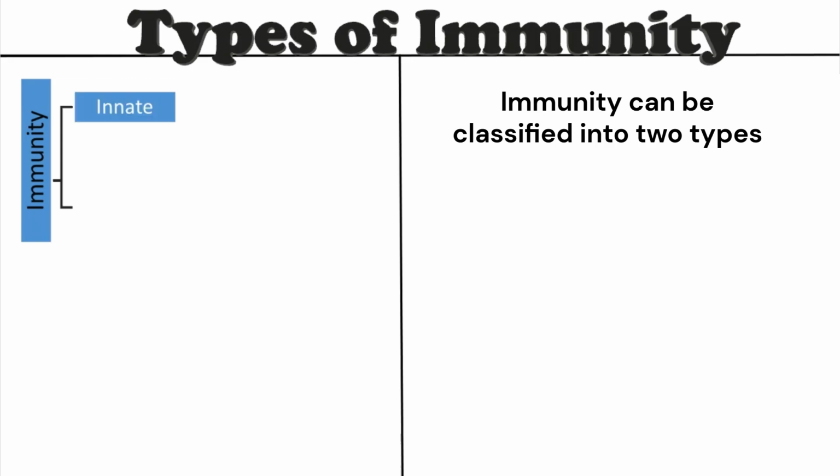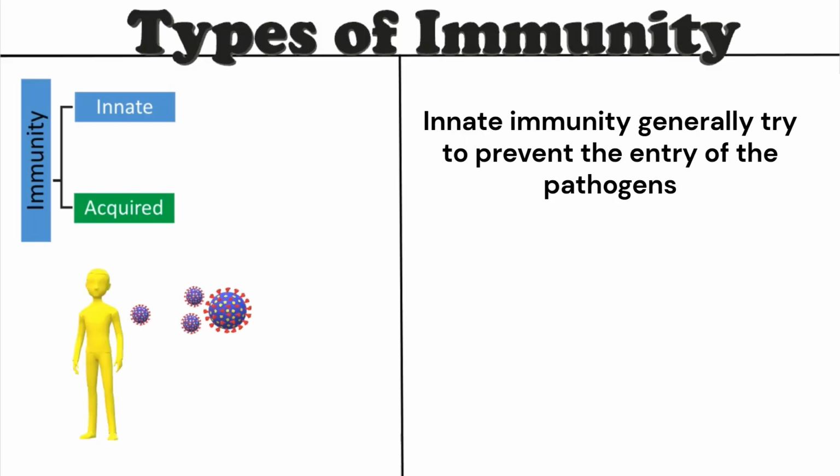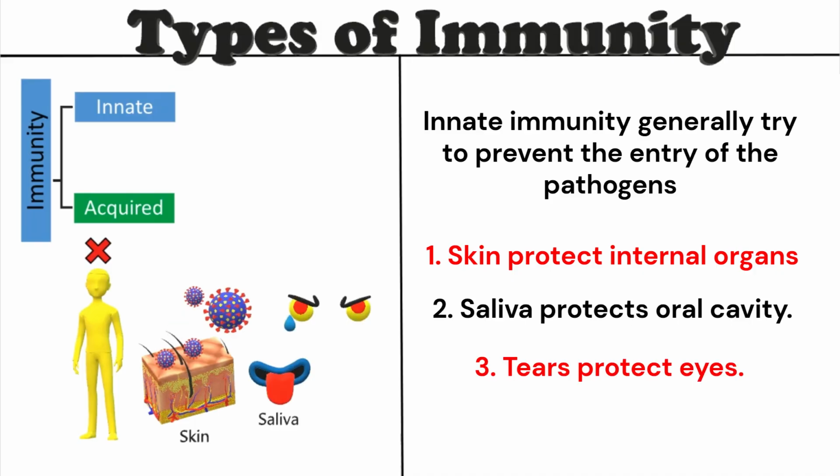Immunity can be classified into two types: innate and acquired immunity. Acquired immunity is also called adaptive immunity. Innate immunity generally prevents the entry of pathogens. For example, our skin protects the internal organs. Because of the skin, pathogens do not gain access to the internal parts of the body. Saliva and tears also contain antimicrobial enzymes that destroy invading pathogens.